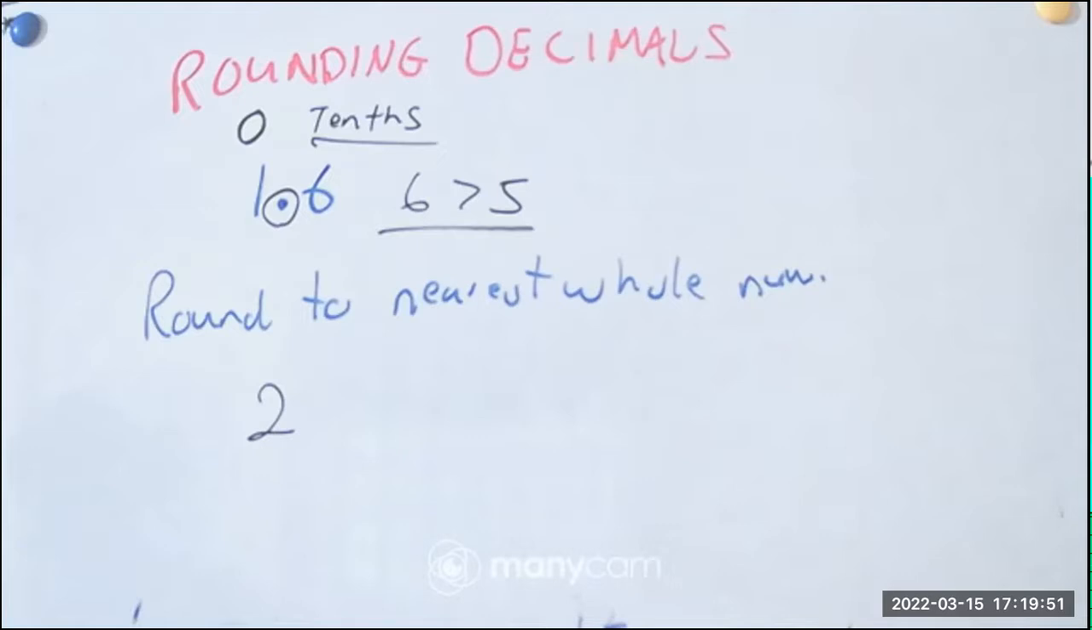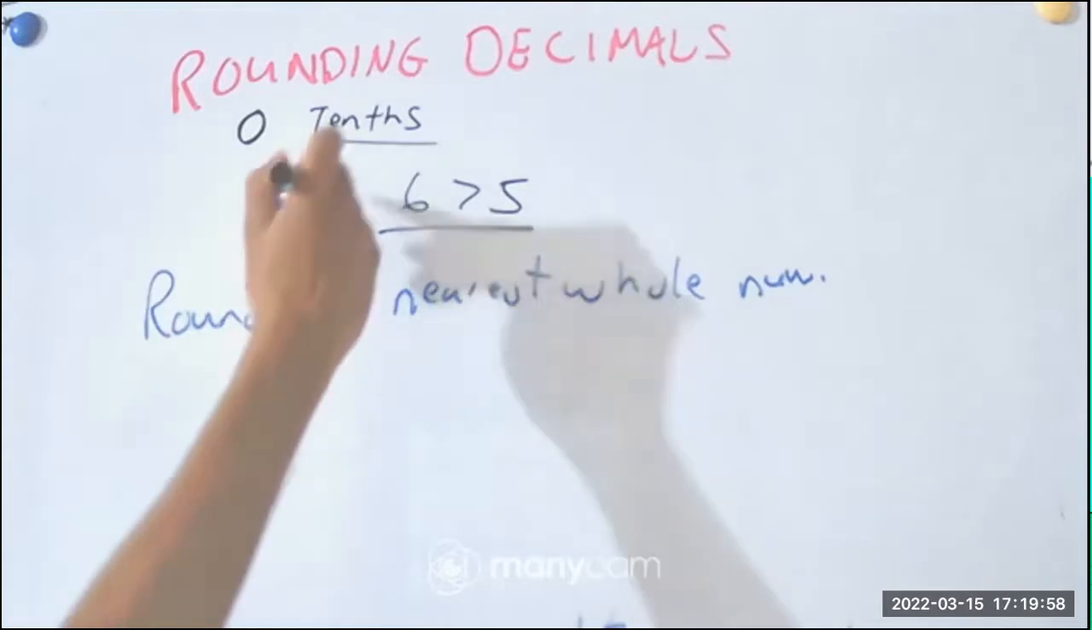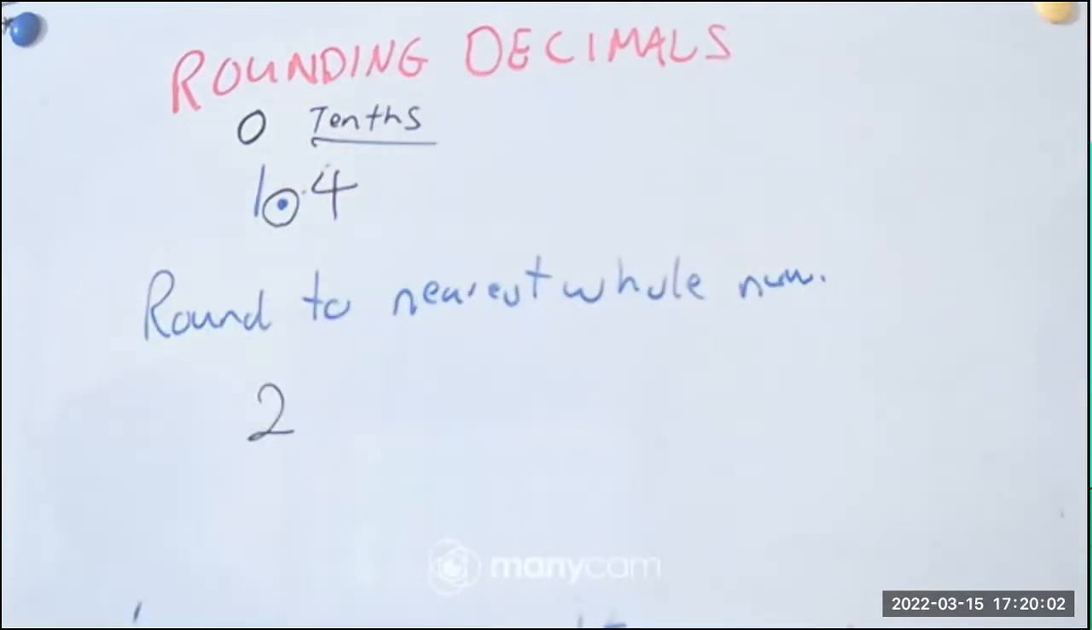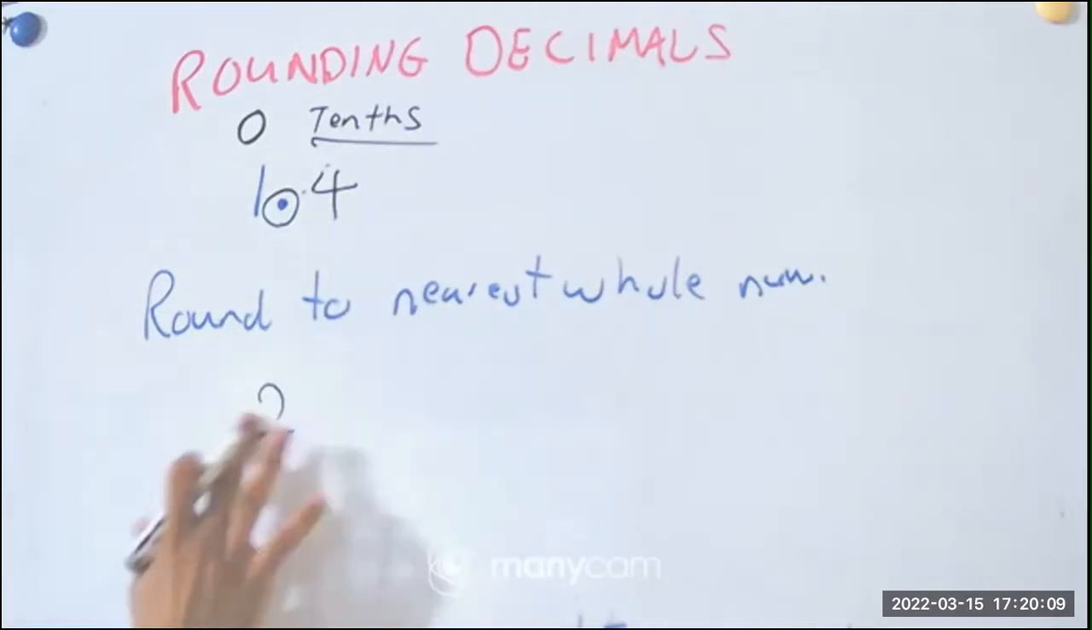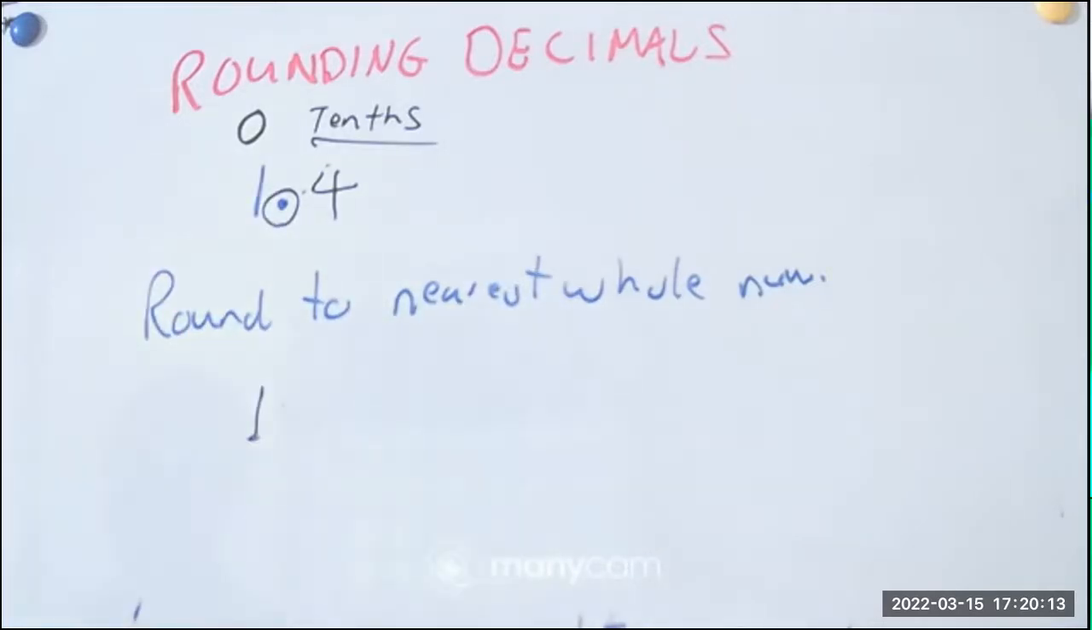Now let's look at the case where it is 1.4. What will you do in this case? Well, 4 is less than 5. So if you were to round this to the nearest whole number, we simply put 1, because you can't add 1 to the ones column here. So this is the explanation behind rounding decimals to whole numbers.